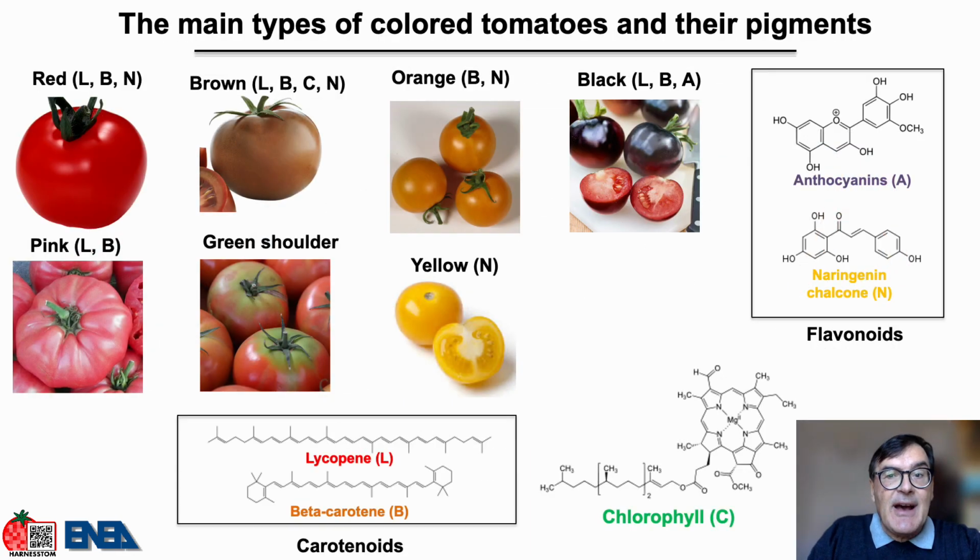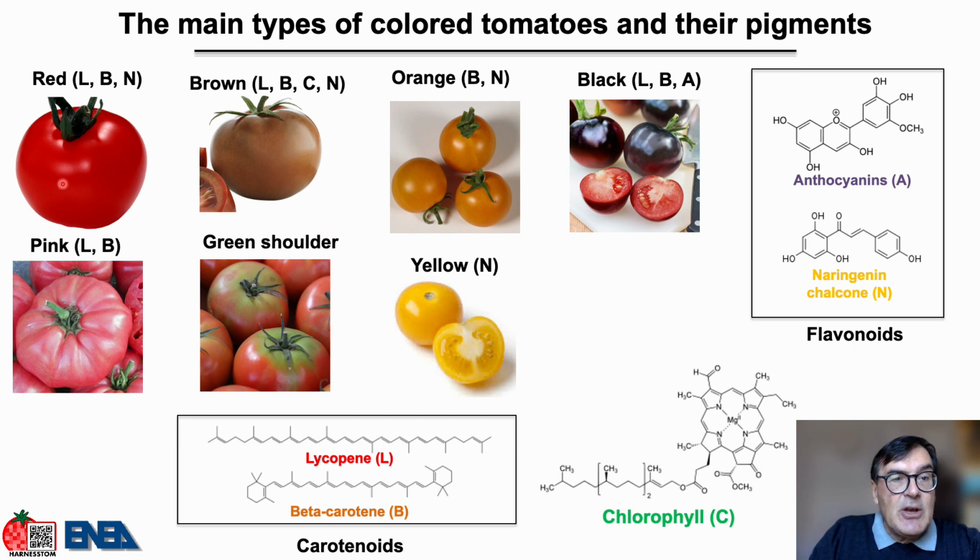Tomatoes can have hundreds of different color hues, from totally green to almost black. The pigments that compose this color palette belong to 3 different classes: chlorophyll, which is green; carotenoids like lycopene and beta-carotene, which are orange and red; and flavonoids like naringenin and anthocyanins, which are respectively yellow and purple. Different combinations of these pigments result in different colored tomatoes.